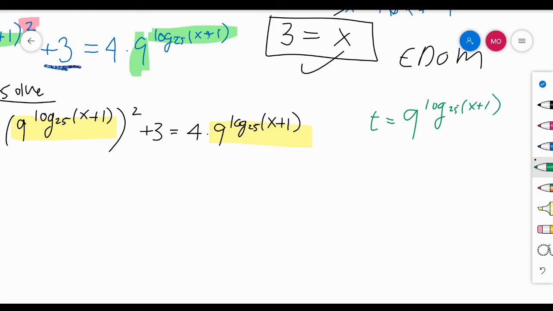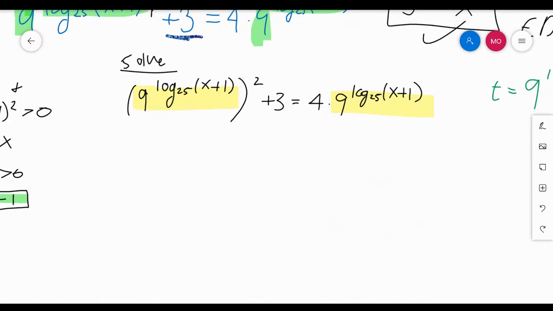Now, what are the possible values of t? Since we have a 9 to a power of something, remember that any positive base to any power is always positive. So the only possible values of t are going to be bigger than 0 here. We didn't have this restriction when it was only log, if you remember.